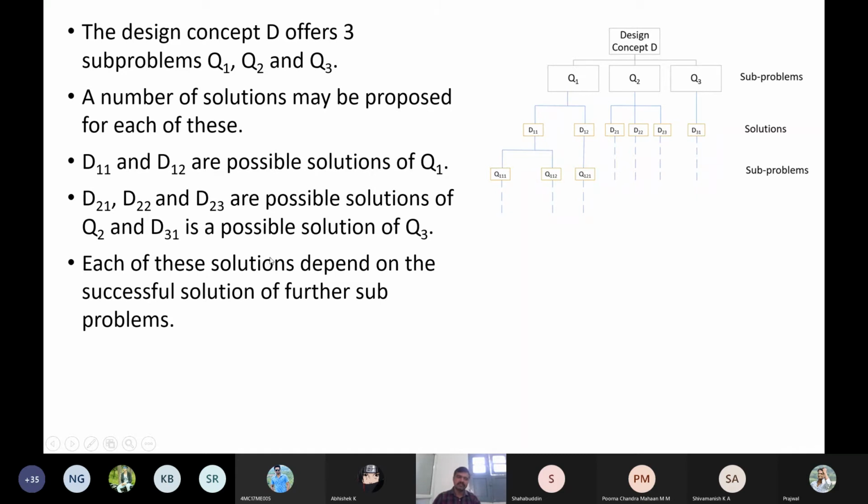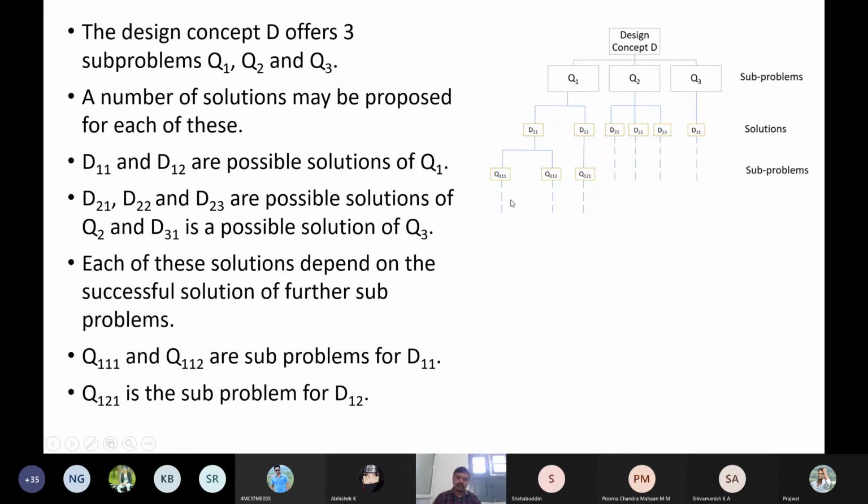Next, each of these solutions depends on the successful solution of further subproblems. That means some solutions will result in a few more problems. So you can see here, the solution D11 will throw two more problems, that is Q111 and Q112. Q111 and Q112 are subproblems of D11. Q121 is the subproblem for D12. This is the description of this design tree.